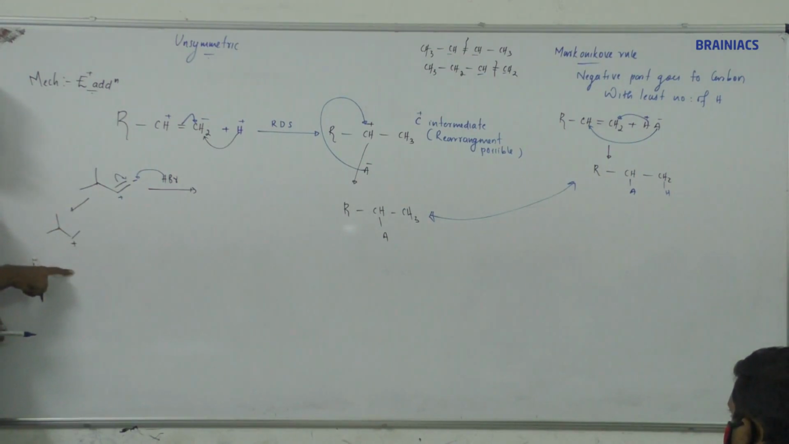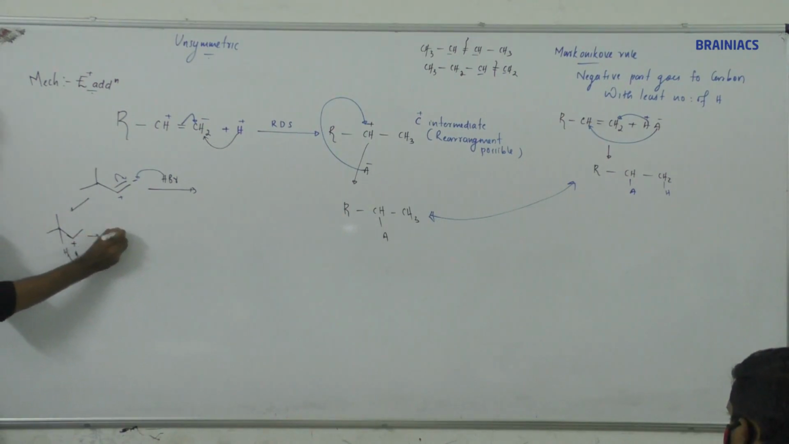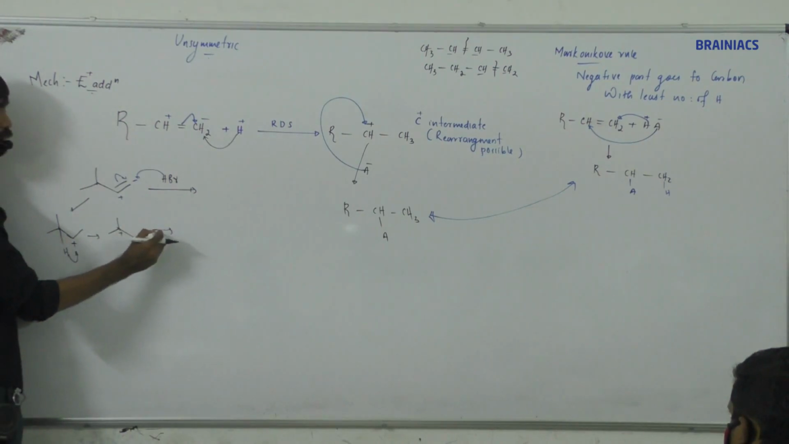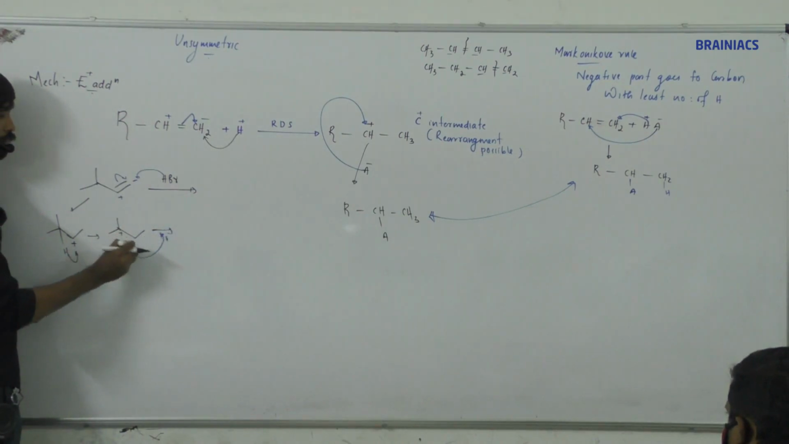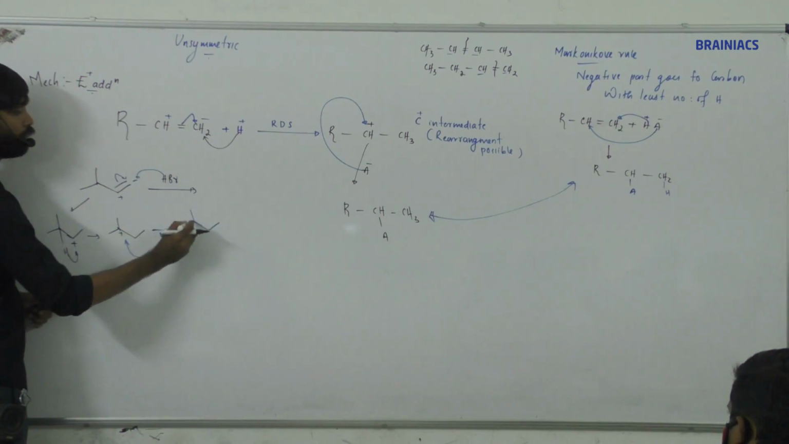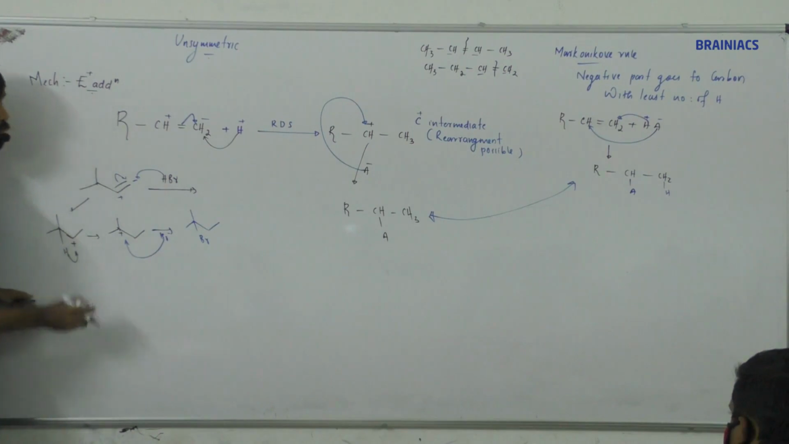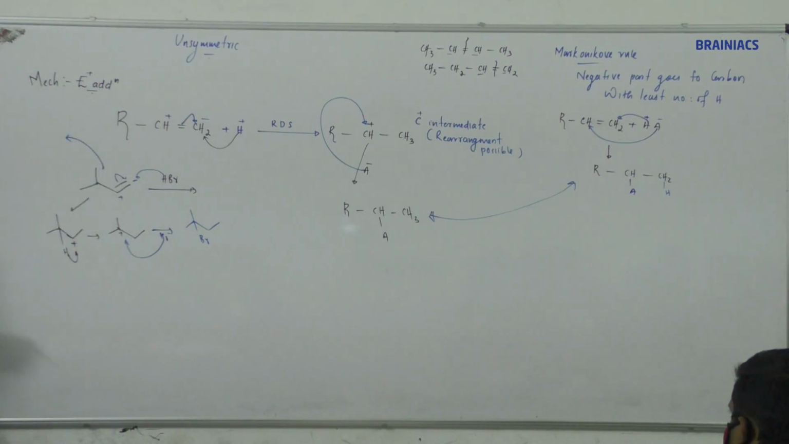Then is there any rearrangement? Yes. So it may rearrange like this to form this. Then Br minus attacks to form a compound like this. This is the major product. Okay, what about the Markovnikov addition? Simple Markovnikov. Which is the Markovnikov portion? This one.